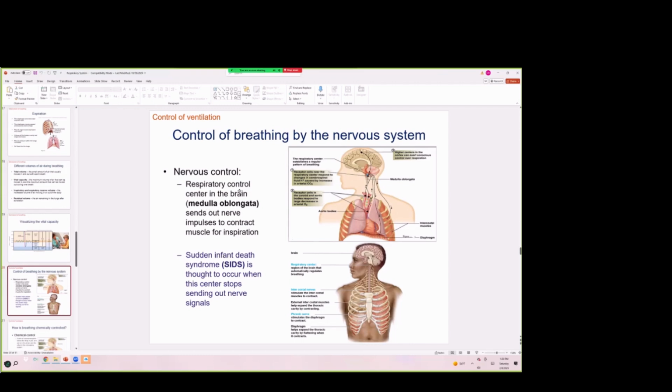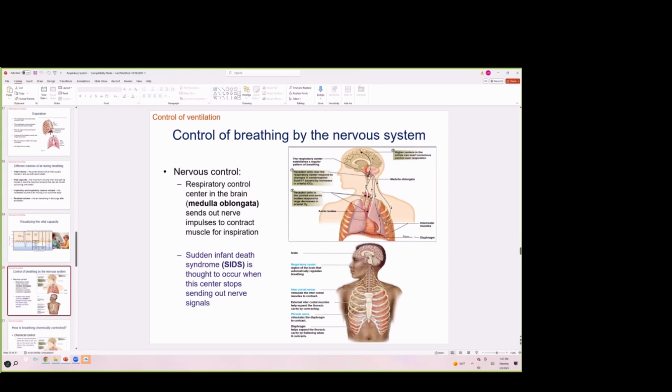Say there's a center in the brain called the medulla oblongata that would send out nerve impulses to muscles to contract. I talked about the intercostal muscles and the diaphragm. They would send communication to these muscles. The medulla oblongata will send information here, contract and relax. We do this, we are not aware of it. We know we are breathing, but you don't say, I'm breathing in, out. No, it just happens.